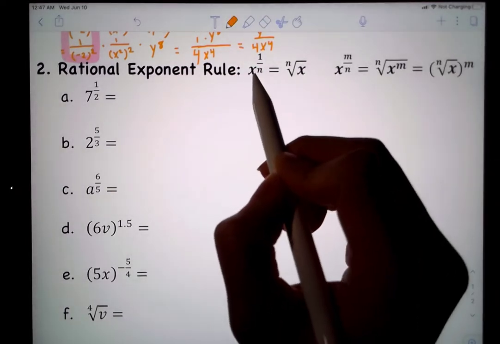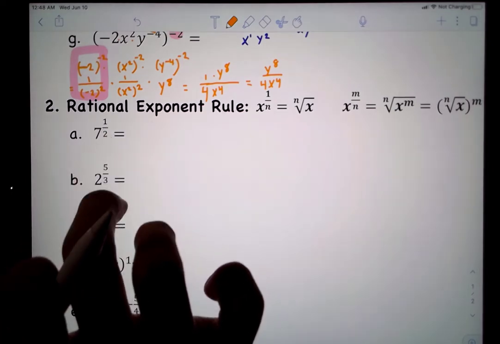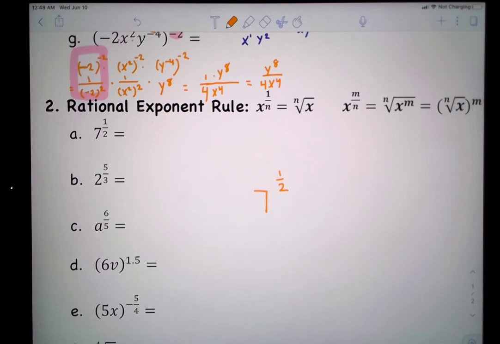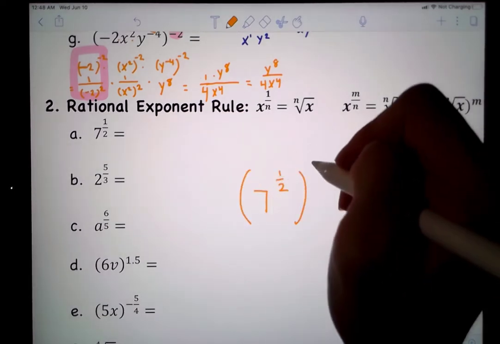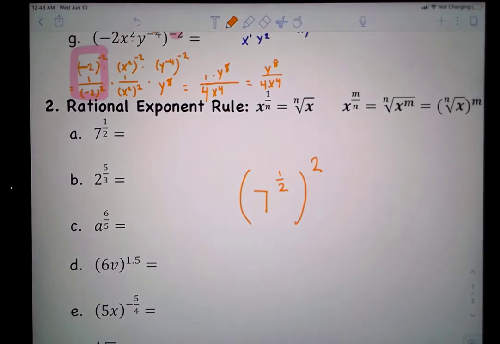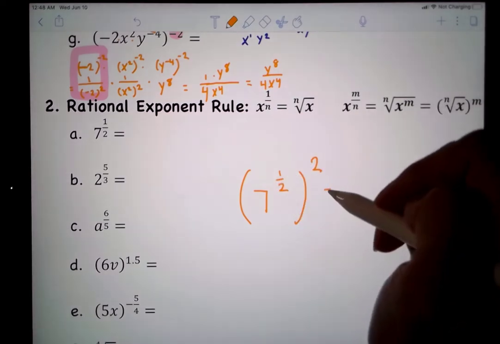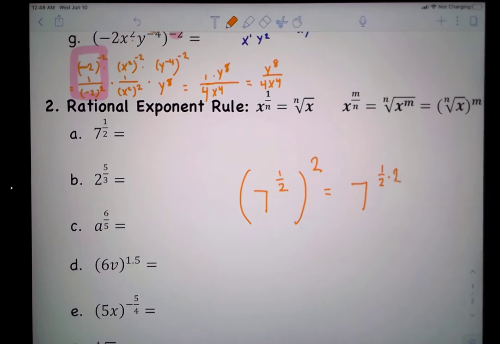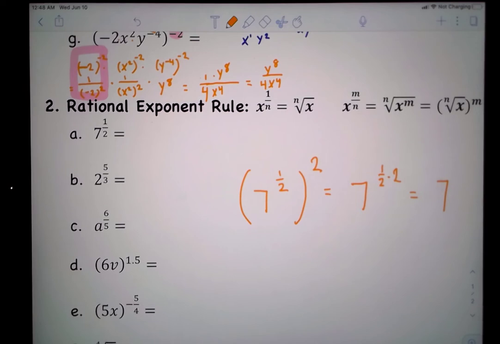So when you get this, guys, think about this. Let's look at this one: 7 to the half power. I'm going to use this example. So when you get 7 to the half, what happens if I square it? Then you know power to the power, right? So 7 to the half times 2. Half times 2 is 1. So you just get 7, right?